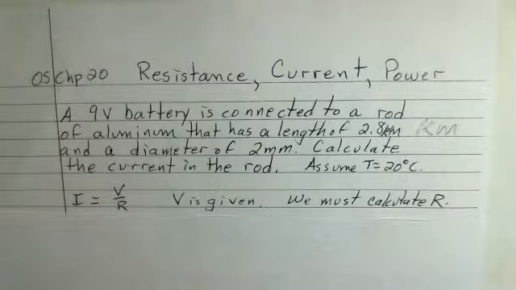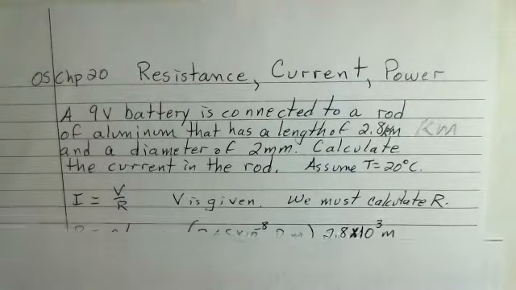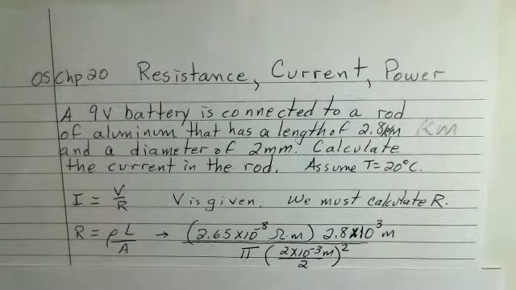Well, calculating current, we know that we're going to want values for the voltage and the resistance. The voltage is given as 9 volts, so our next step would be to calculate the resistance R. We do this with the formula resistivity times length divided by area. The resistivity from the table in the book is 2.65 times 10 to the minus 8 ohm meters. We put in the length, 2.8 times 10 to the third meters. The 10 to the third takes us from kilometers to meters.